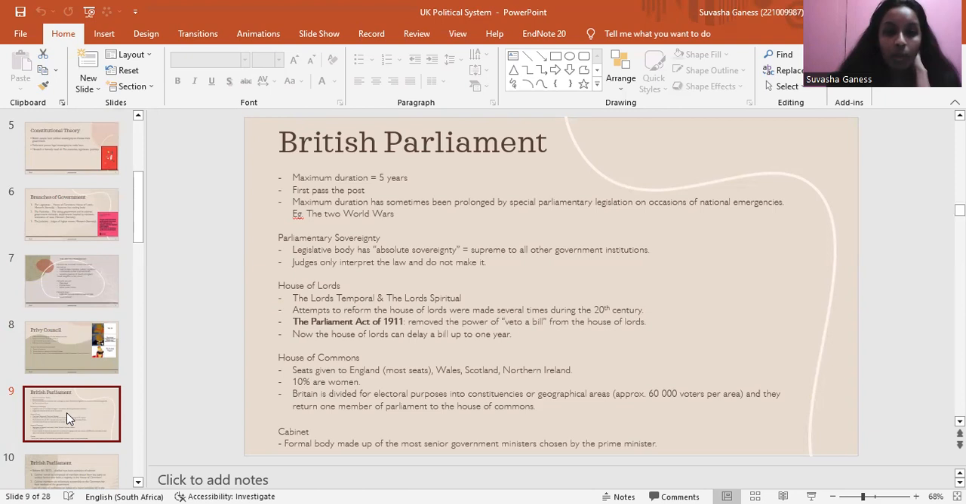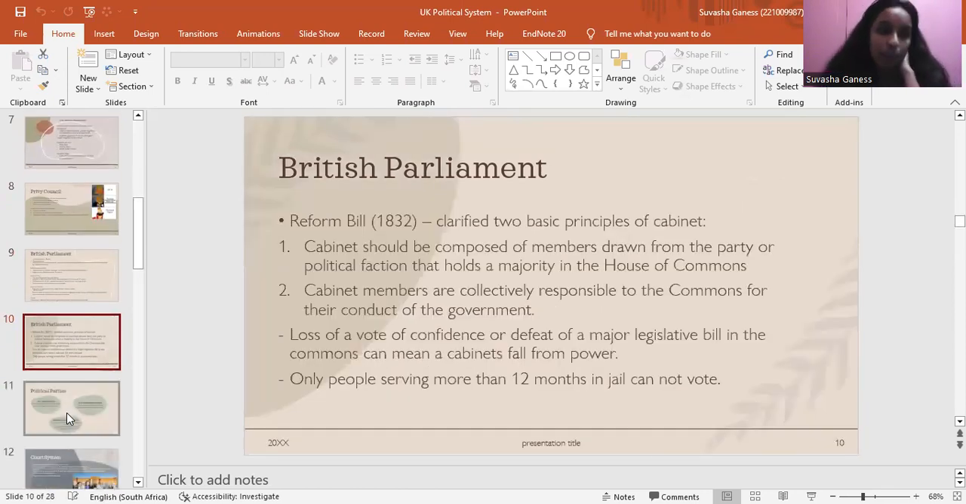So cabinet is the formal body made up of the most senior government ministers chosen by the Prime Minister. So the UK voting system is called the first past the post, but we'll go on later in the PowerPoint to what the different types of voting systems are and how they use them, right? So now let's go into our next slide where we're talking about the British Parliament again.